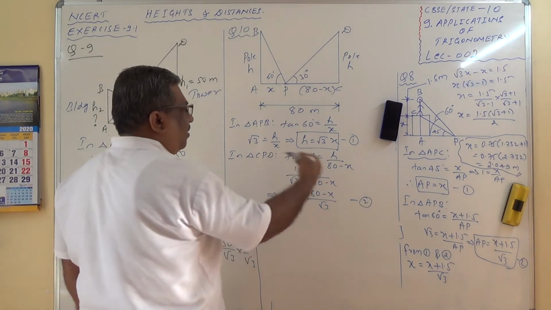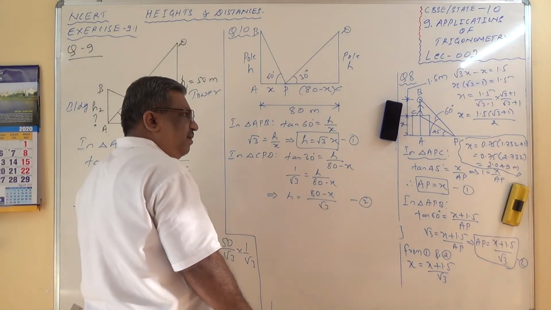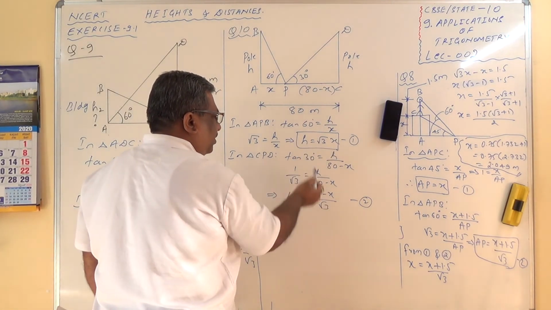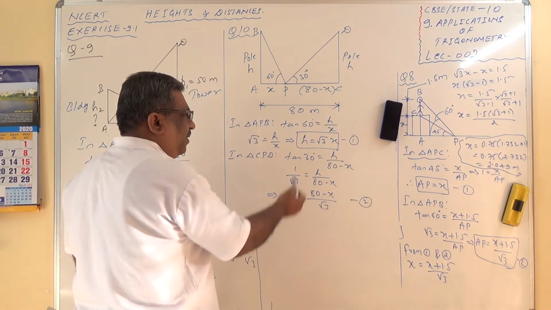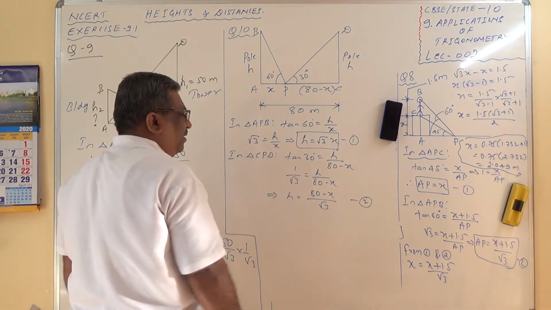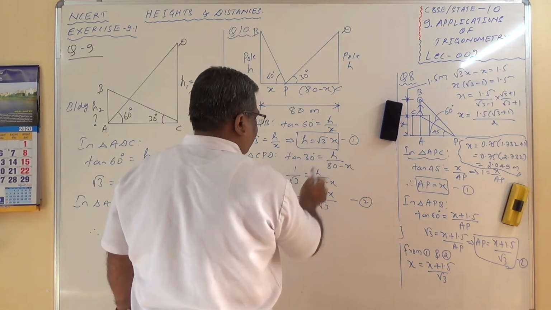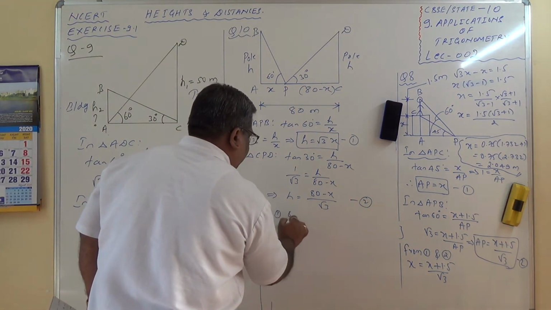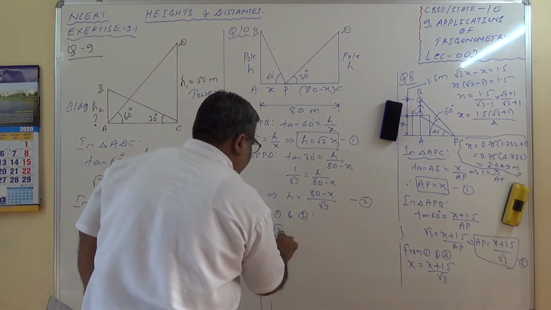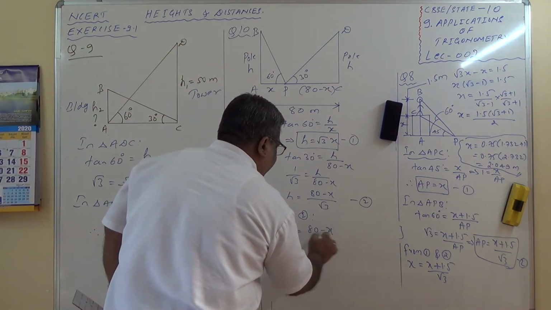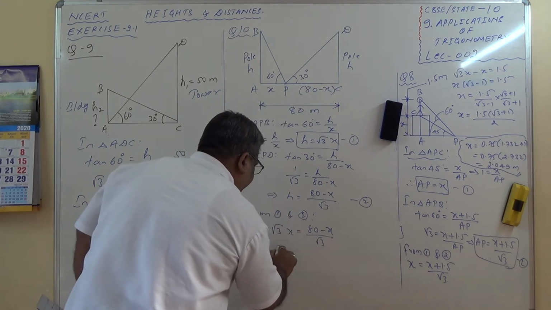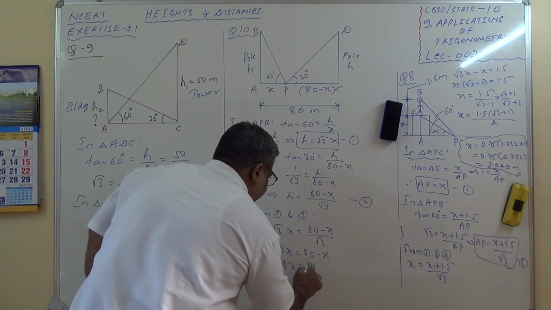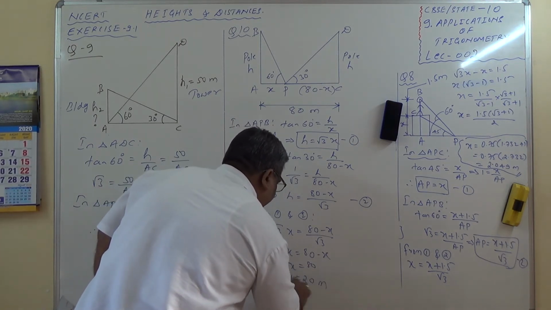Or if you want h directly, height of the pole, x is equal to h by root 3, and you substitute it here. I hope you are able to understand. There are two equations, two unknowns, you can solve by any method. So I will equate h equals so and so, h equals so and so. Therefore, from 1 and 2, root 3x equals 80 minus x by root 3. Root 3 into root 3, 3x equals 80 minus x. 4x equals 80, x equals 20 meter.